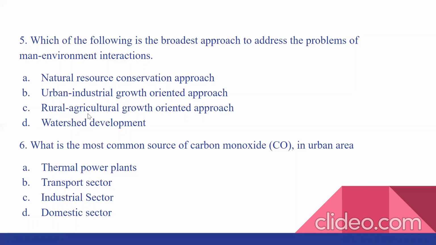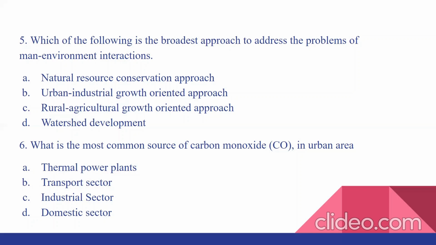Because if we talk about rural agriculture, it will be like a few villages. If we talk about urban industrial growth, it will be one city which is industrialized. But when we talk about watershed development, it will be a whole host of cities and states that come under one big physical watershed. So it's the broadest approach to address the problems of man-environment interactions. Like the Himalayas is a perfect example of a big watershed.